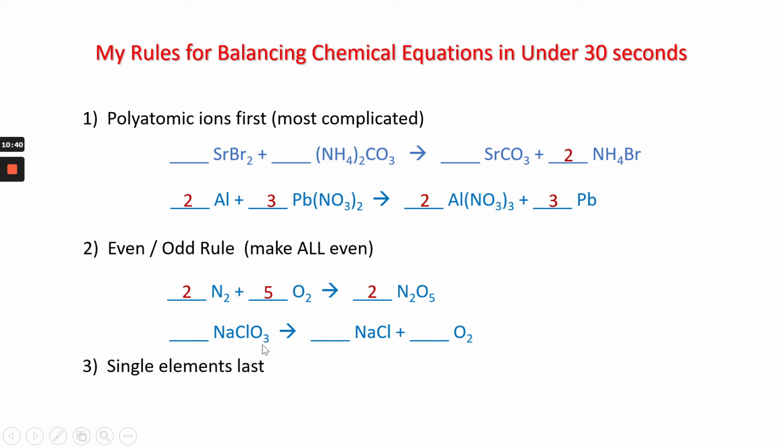6. So that means I need a coefficient 2 in front here on the reactant side and a 3 in front of the oxygens. Now I have 6 oxygens on the product side, 6 oxygens on the reactant side. But it gave me 2 sodiums and 2 chlorines and only have 1 here, but I can fix that easily by adding a coefficient 2. So this one's balanced with the coefficients 2, 2, and 3.